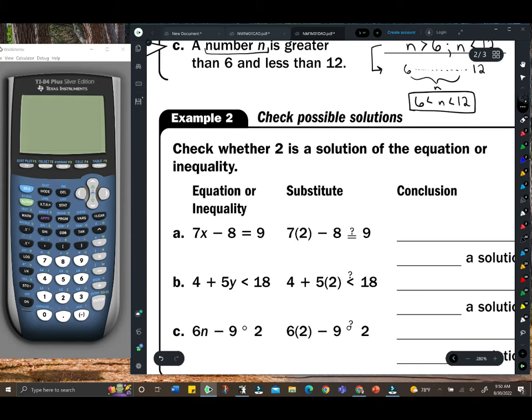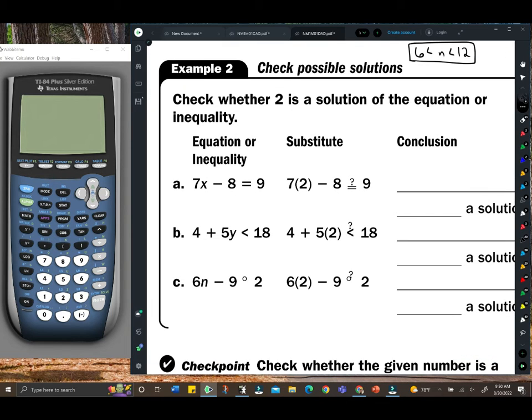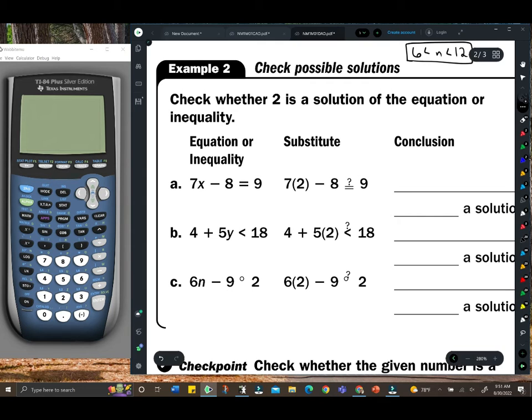Okay. Checking for possible solutions. In this case, check whether 2 is a solution of the equation or inequality. We have some more funky things going on here, so I will help you with this. Basically, though, we're checking whether 2 is a solution. So when you are checking solutions, you are substituting 2 in for x. And that's what's going on here. And they're asking, is it equal? Is this true?